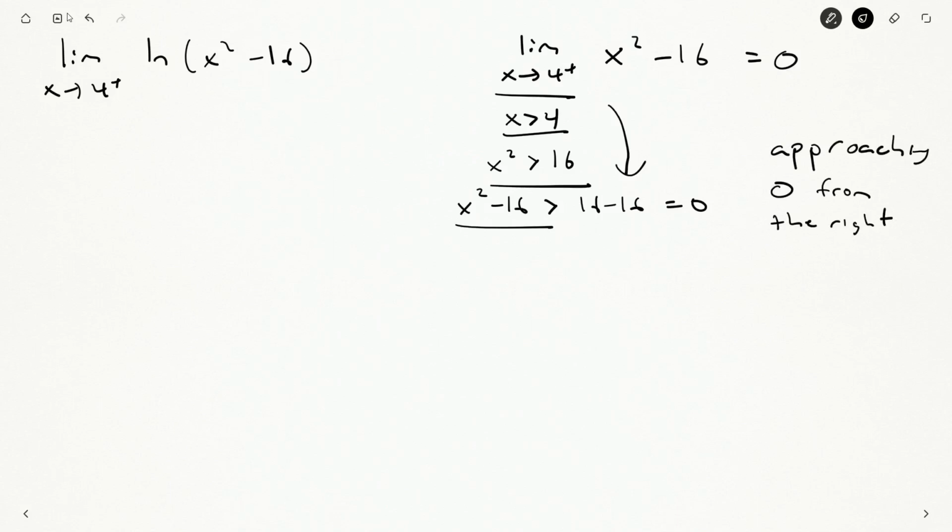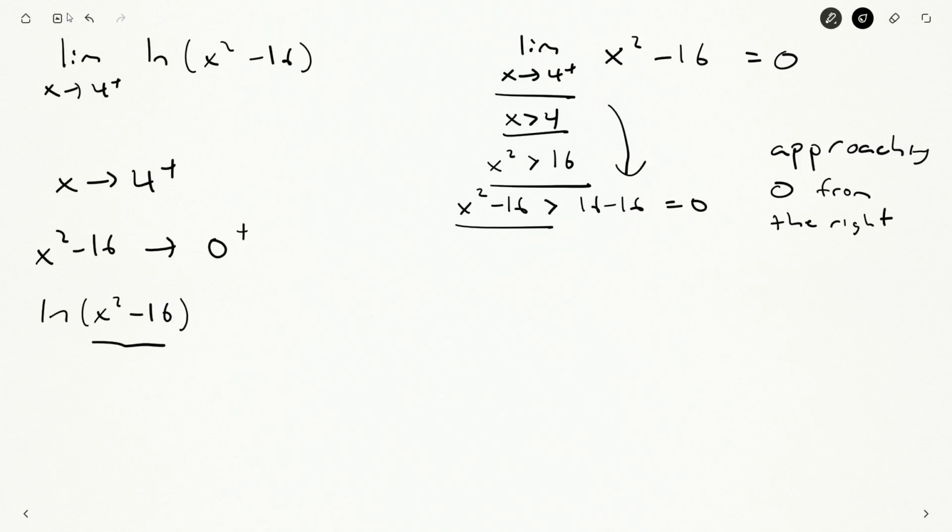Okay. So really what's going on, as x goes to 4 from above, x squared minus 16 is going to 0, but it's going to 0 from above. And now what happens to ln of x squared minus 16? Well, the inside here is going to 0 from above, and we might remember ln has a limit as h approaches 0 from above, negative infinity. Okay? And so that's going to be our final answer.